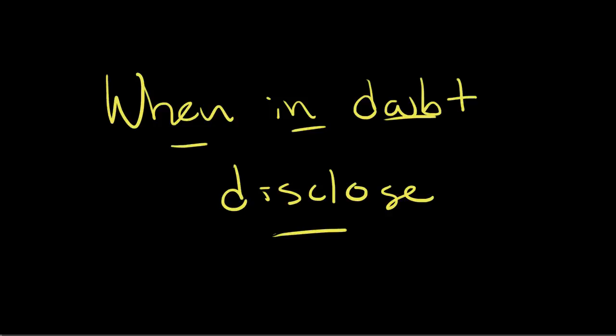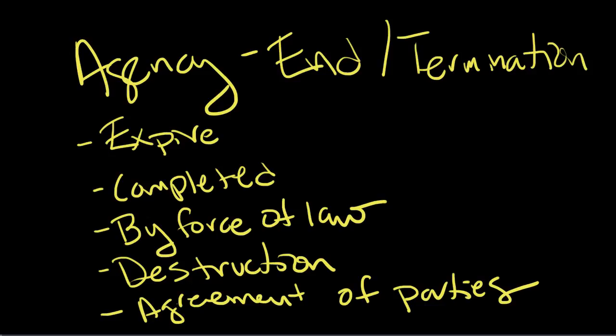So let's talk about when agency actually ends, because we've talked about what agency is, when it starts, and the types and responsibilities of agency. But when does it actually end? Well, it ends most commonly when the listing expires.